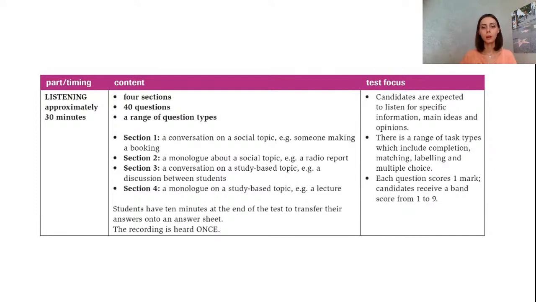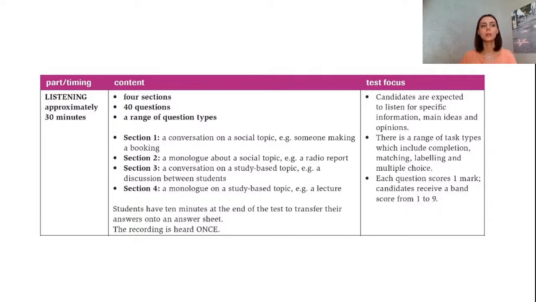Section number 2, a monologue on a social topic, for example, a radio report. Section 3, a conversation on a study-based topic, for example, a discussion between students. Section 4, a monologue on a study-based topic, for example, a lecture. So students have 10 minutes at the end of the test to transfer their answers onto an answer sheet. The recording is heard once.